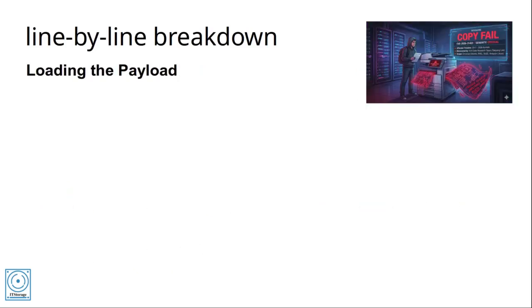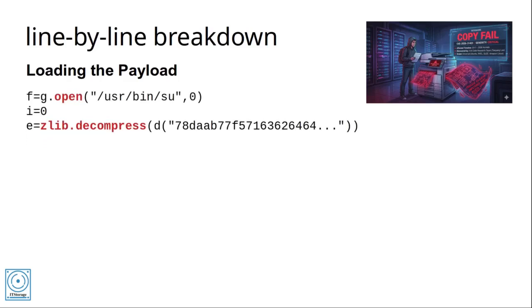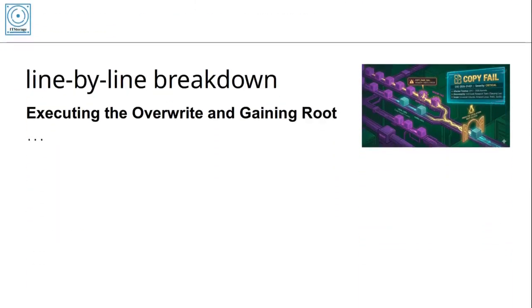Loading the payload. This function opens the su binary, the program that lets you switch users. Usually you can't write to this file because it's owned by root. zlib decompress. This decompresses a compressed hex string. This string contains the binary patch. When applied to su, it typically modifies the code to skip password checking or to immediately spawn a root shell.